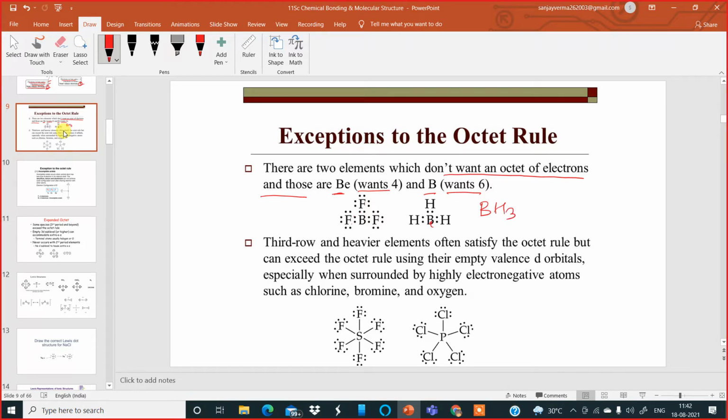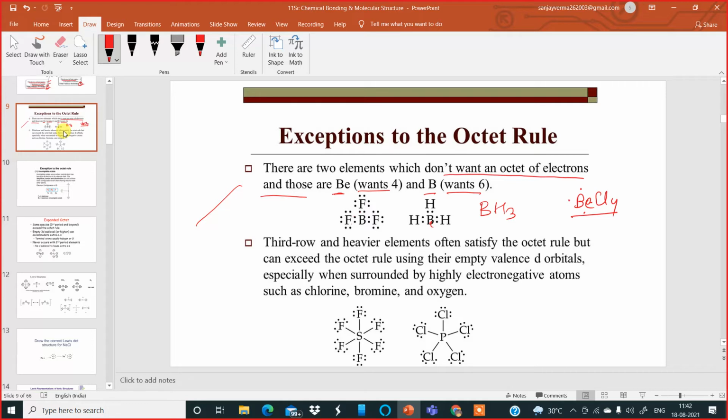If you talk about beryllium, Be, you can have BeCl4. In BeCl4, it has 4 electrons around it which have combined with 4 fluorine atoms. So these are the two elements which you must remember, those which don't get an octet of electrons after combining with other atoms. Okay, that is the first exception.